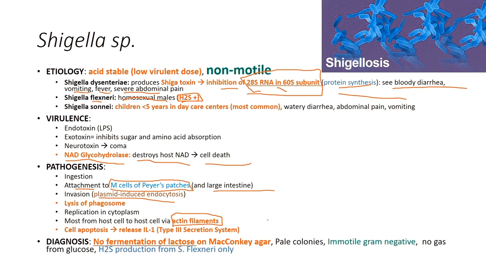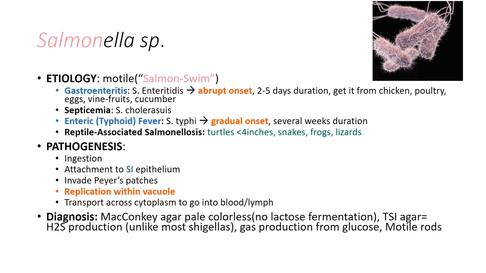All right, Salmonella. This is the other comparison point that we have here. So these guys, Salmonella, are a species of gram-negative motile rods. They are motile. You know why? Because salmon swim. These guys cause gastroenteritis, and the most likely cause of just basic gastroenteritis is your Salmonella enteritidis, which is nice because it's in its name.